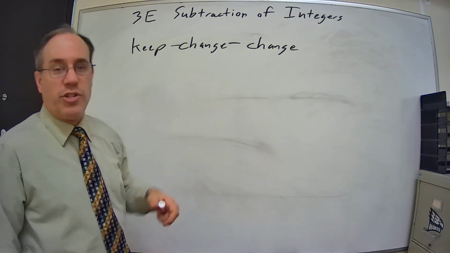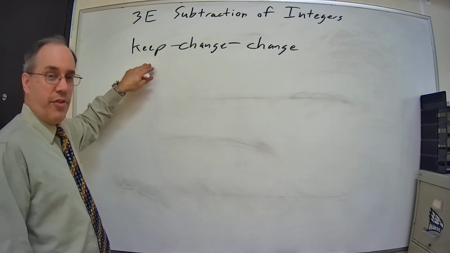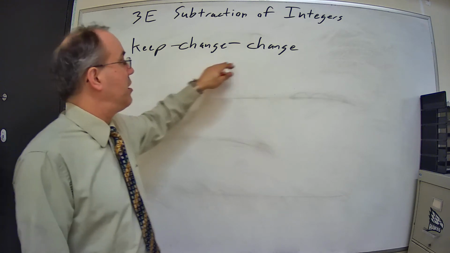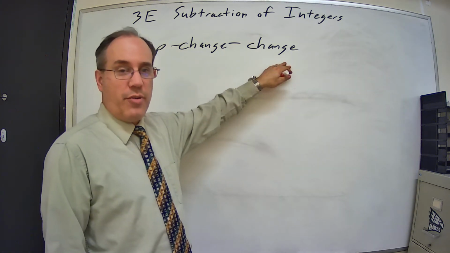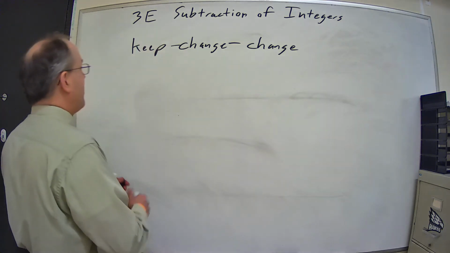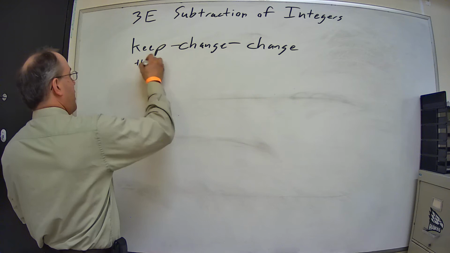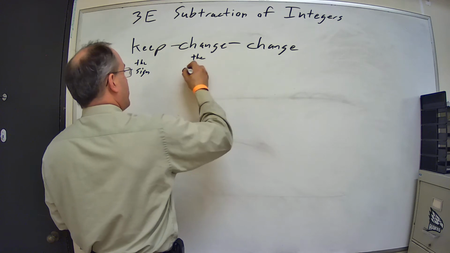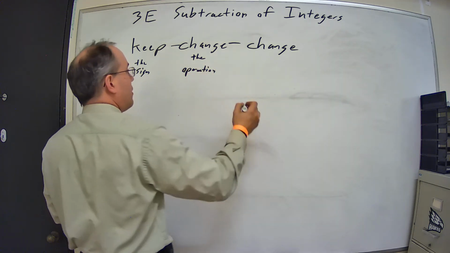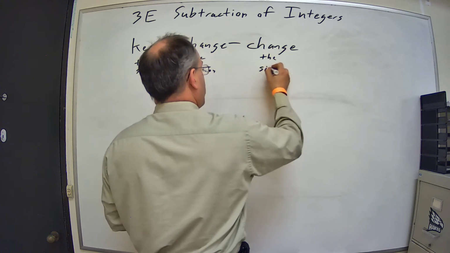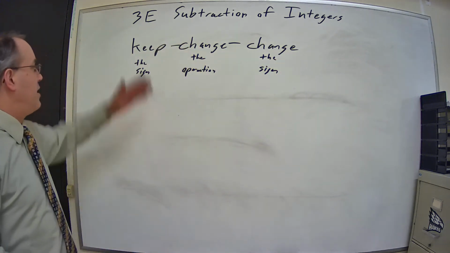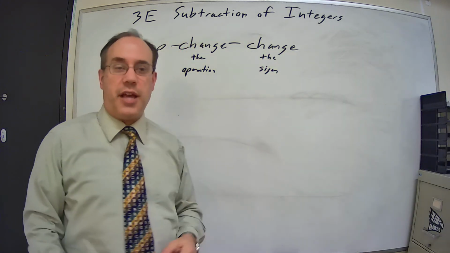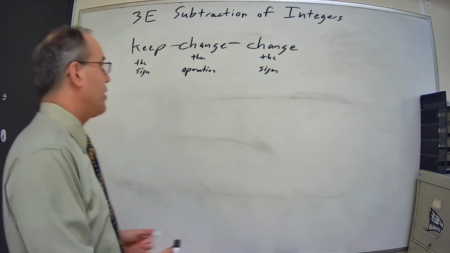So keep, change, change tells us keep the sign of the first number involved. Change subtraction to addition. And change the sign of the second number. So let me just add it in. So it's keep the sign, change the operation, change the sign. So that's what we're doing. We're going to keep the sign of the first one. We're going to change the operation from subtraction to addition. And we're going to change the sign of the second one. So let's try it.